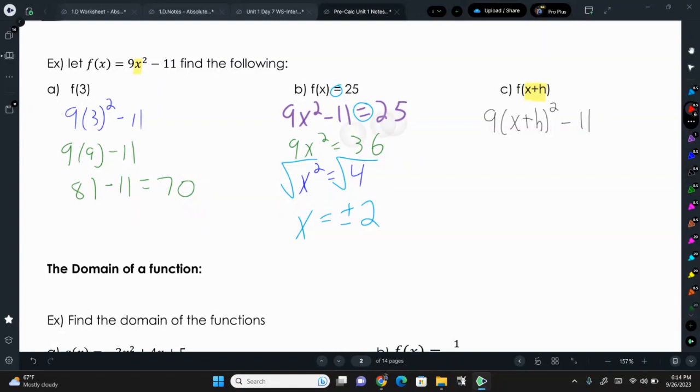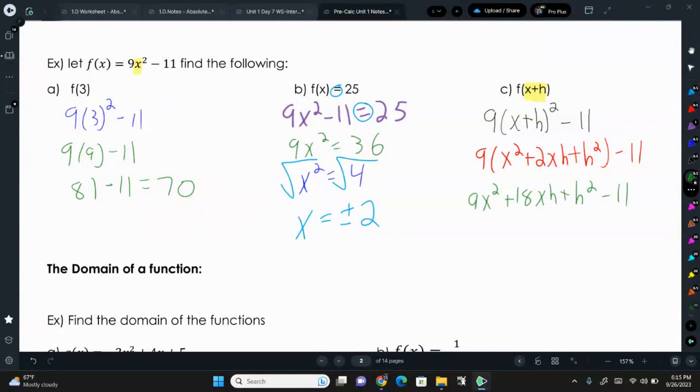X plus h squared, we're using that shortcut for expanding. That becomes x squared plus 2xh plus h squared. And then we can distribute that 9. So 9x squared plus 18xh plus 9h squared minus 11.